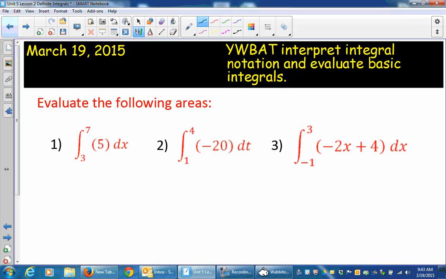All right. I want you to evaluate the following areas using the calculator. Do it by hand first. Once you've evaluated it by hand, then you can check your work by using the calculator.